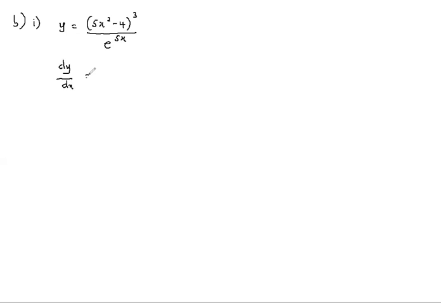So first, find dy/dx. To find dy/dx, use the quotient rule. So you let u be 5x squared minus 4 to the power 3, then differentiate it. So you get 3 first, 5x squared minus 4, the power remains 2. Then you multiply by the derivative of the inside function, the derivative of 5x squared minus 4, which is 10x.